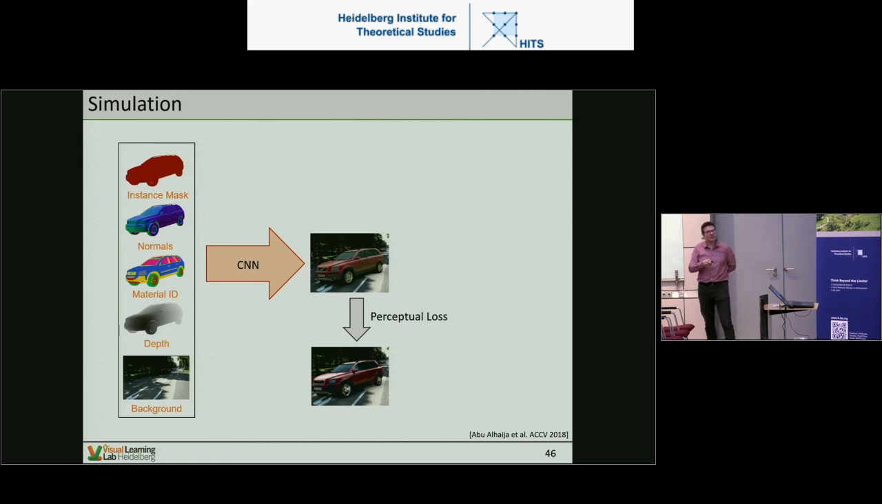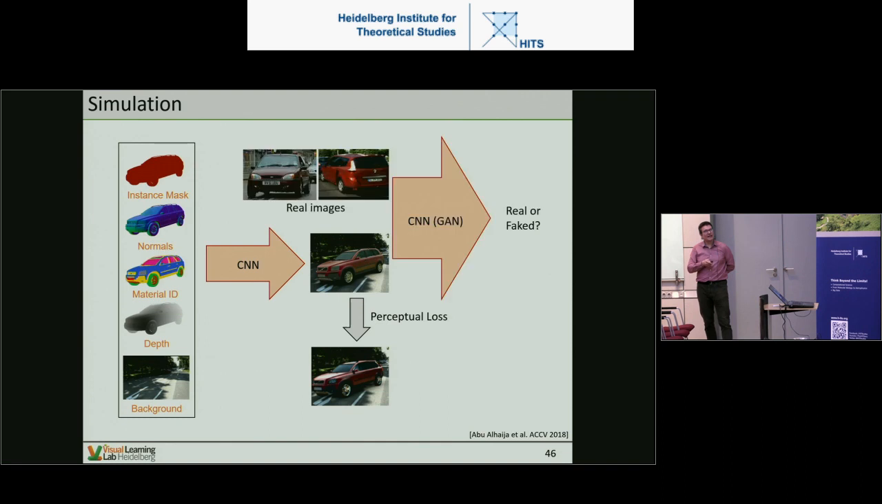One loss, one error function, you want to make it as close as possible to the rendered image. And another is called a GAN loss, which is very popular in our community at the moment, which is another network. So there are two networks which train simultaneously, and you want to make this one as realistic as possible.